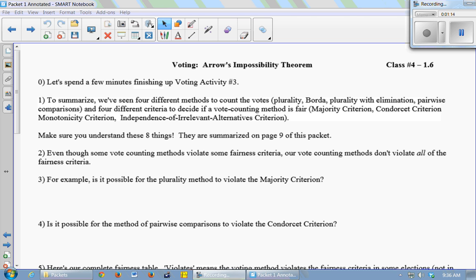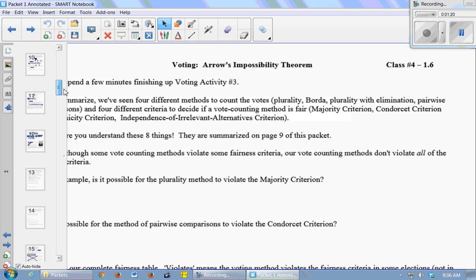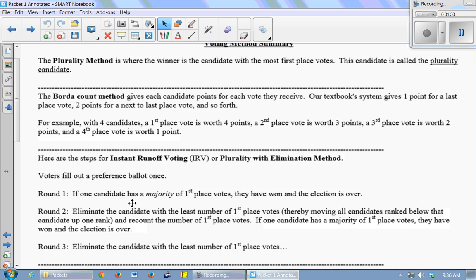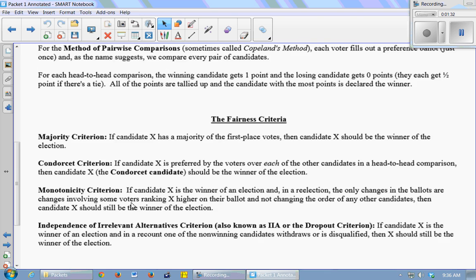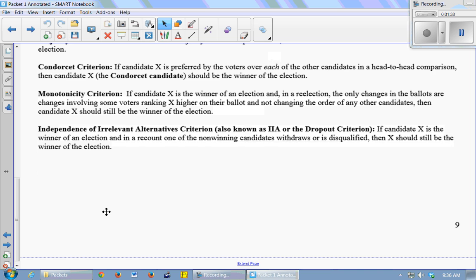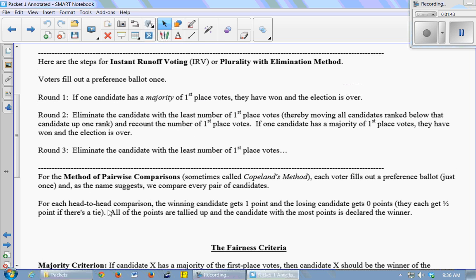They're summarized on page 9 of this packet. Let's take a look. I can show you where that is. This page is page 9 of your packet, and it has a summary of the 4 methods: plurality, Borda count, plurality with elimination, and pairwise comparisons, and then a summary of the 4 fairness criteria. Yes, you can bring this with you to the test. Because it's easy to get the names of the methods mixed up. So as long as you can do the methods, this can remind you which method is which.